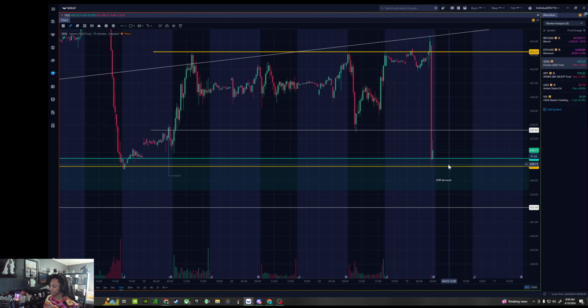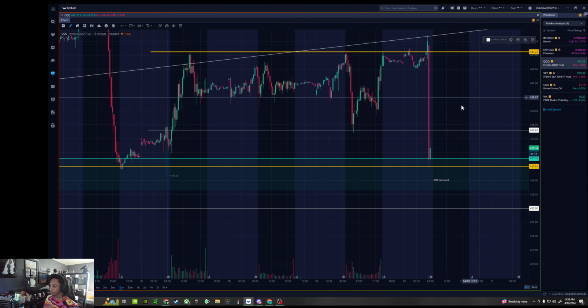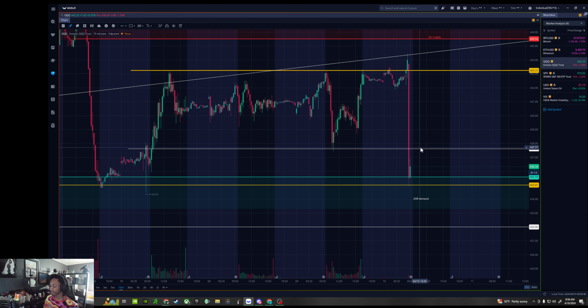Do we break down below this area of buying and then head down to this next pivot low down here, or do we reclaim above this level and potentially go up higher, or do we make some kind of double bottom at this area of demand and go up higher?